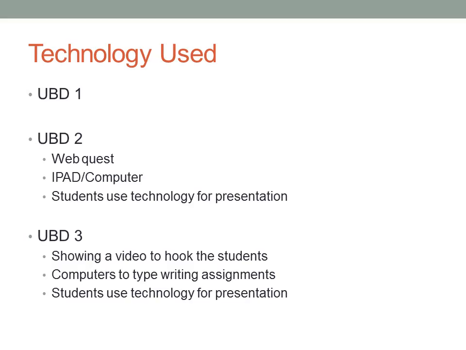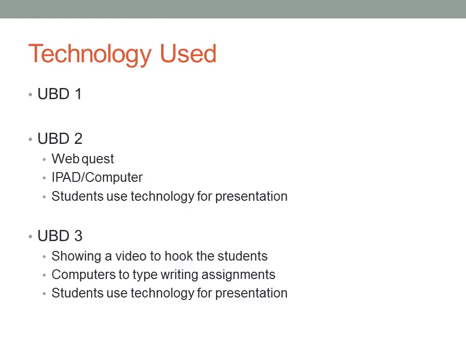Finally, technology used. In UBD 1, we didn't use technology because it was mainly just explaining the standard. UBD 2 was a web quest, and that's going to take the internet and iPads. Also, in UBD 2, students have to present a project, and within that, the students will be using computers and technology just to look up the resources and find out what they're going to do for their project.